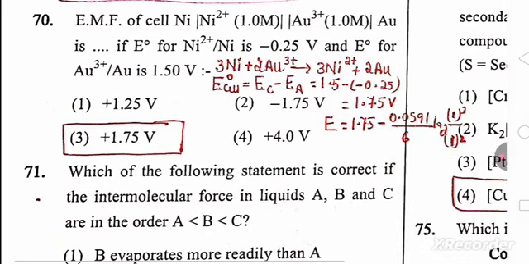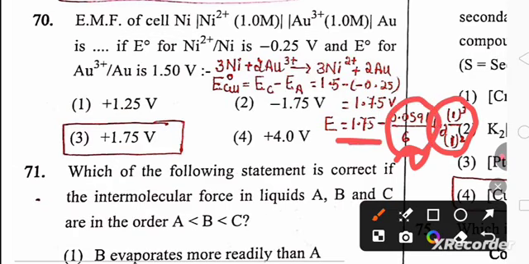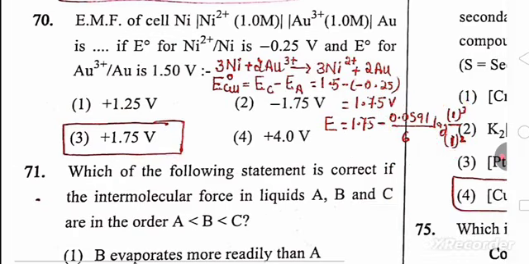So children, after substitution for the log value, when you calculate, you will get log 1, and log 1 value is 0. 0 multiplied by this value is 0. 1.75 minus 0 is 1.75 volts only, so the answer is 1.75 volts.